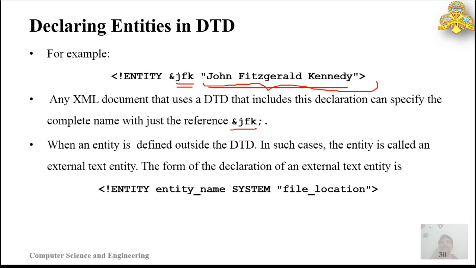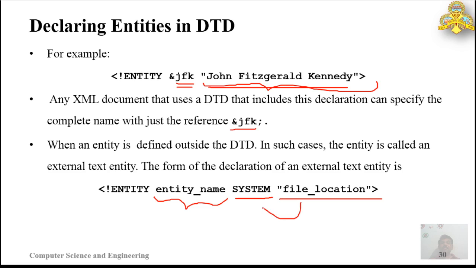If there are many such entity declarations, then instead of embedding them within the XML file, we can store them in a separate file. If the entities are declared in a separate file, then it can be linked with our XML file by using the SYSTEM keyword and the file location. Observe, here is the entity name, and we specify the external text entity by using the keyword SYSTEM.